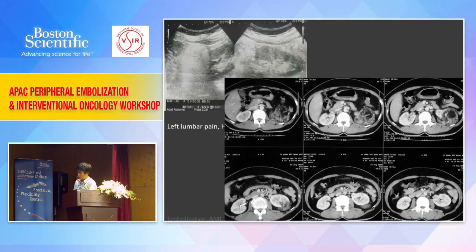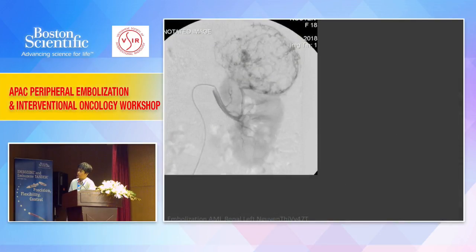For this patient, we can choose angiography as therapy, because the surgeon doesn't want to operate on this patient. On the angiography, we can see the typical angiographic lesion of AML, angiomyolipoma. This tumor is hypervascularized with some aneurysms inside.